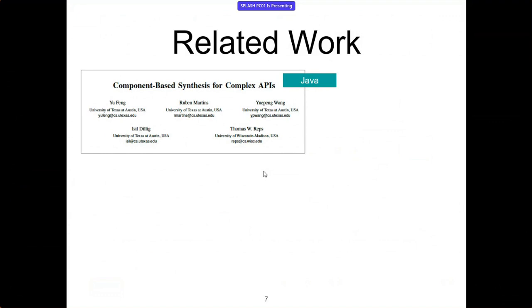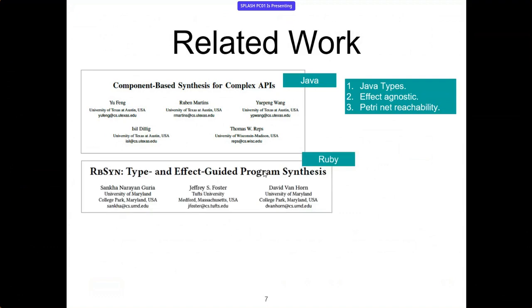So this is a very interesting work named Cypet, which worked over libraries from the Java language. Along those characterizations, it uses Java types, it is effect agnostic, and it uses a very smart notion of pattern reachability as the actual algorithm. More recently, there has been work where people have seen the use of effects to guide the synthesis process.